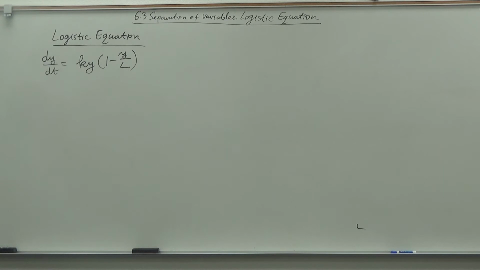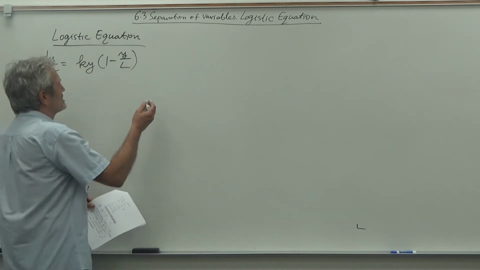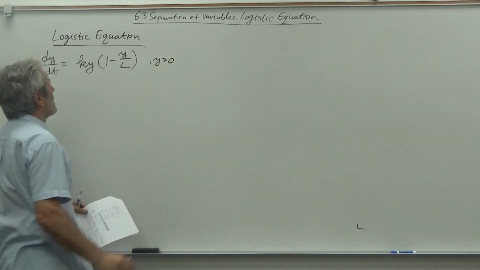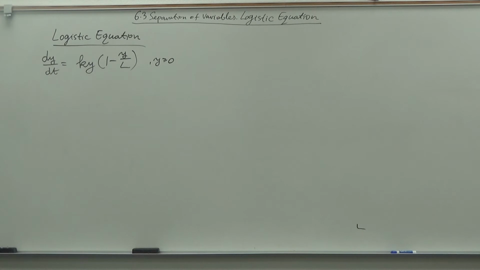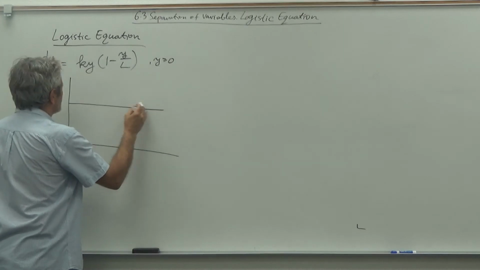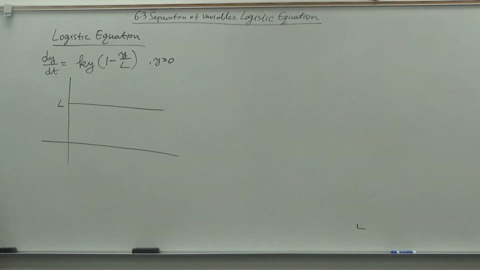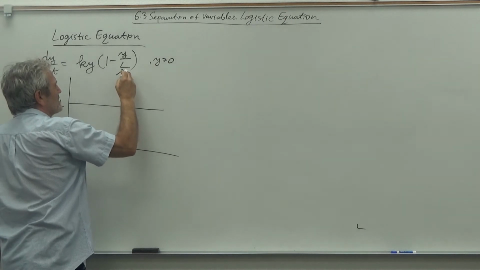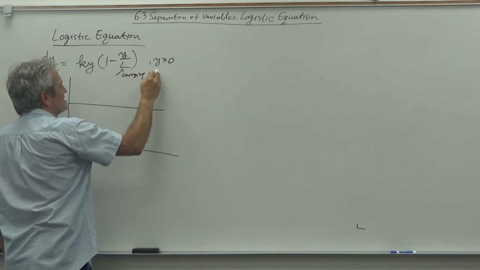What happens here? Generally, I think the most valuable part of what we'll do now is the qualitative analysis of what is happening. This is the equation of a population, so we'll just assume that y is greater than or equal to 0. Let's see what happens if y reaches L at a certain point. If the size of the population reaches that number L, that, by the way, is called the carrying capacity.